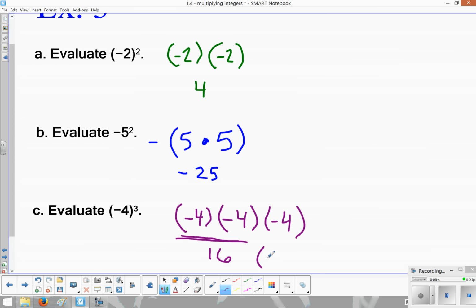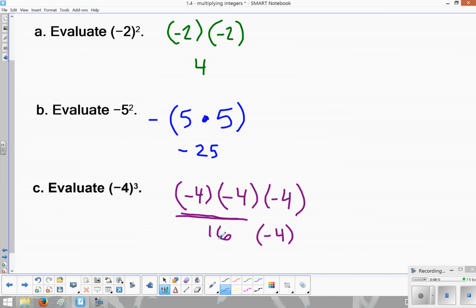Then I have to bring this down. Don't forget, you can't solve 3 numbers at a time, so we do them 2 at a time. Now we have a positive times a negative. Different. If we have different signs, our answer is negative. And then I need to know what 16 times 4 is. If you don't know what 16 times 4 is, you can always do it on the side. But I happen to know it, so it's going to be 64. So your answer is -64.